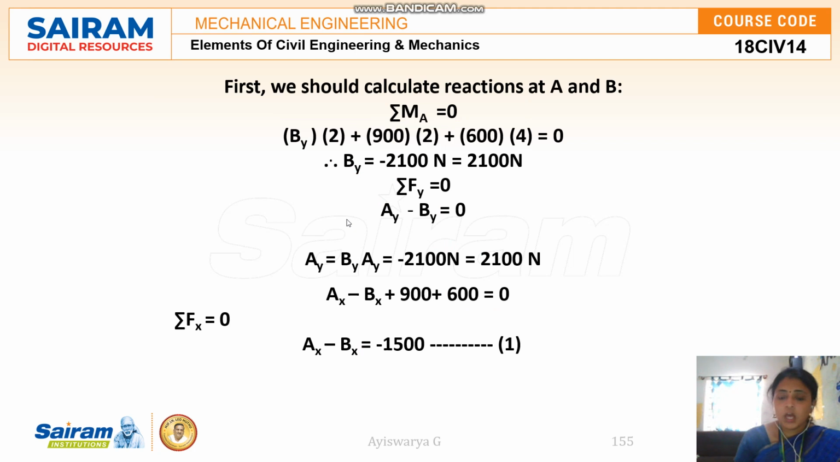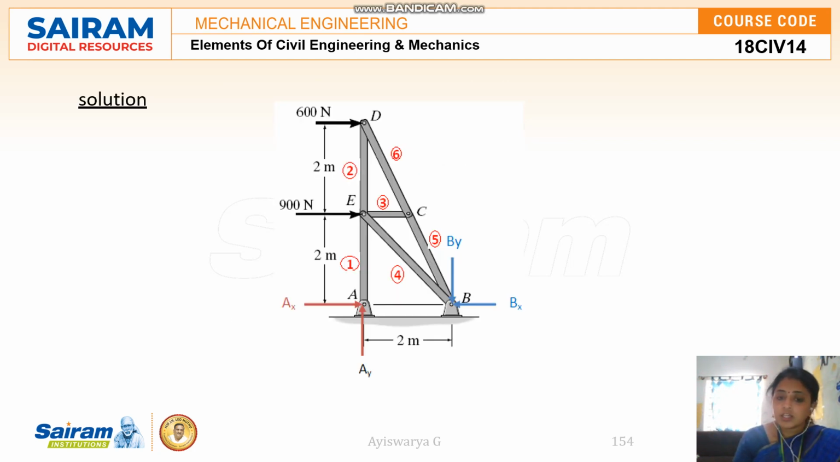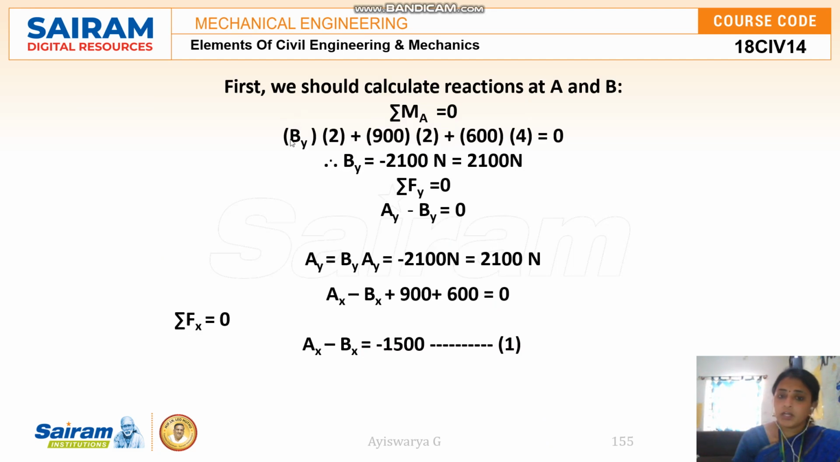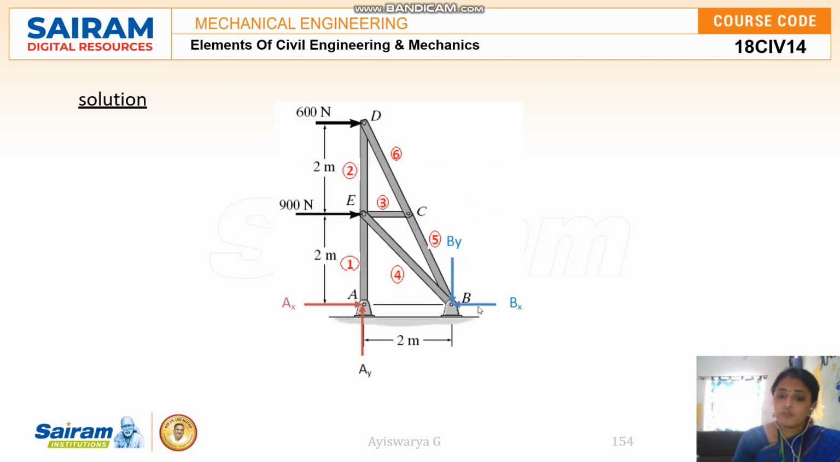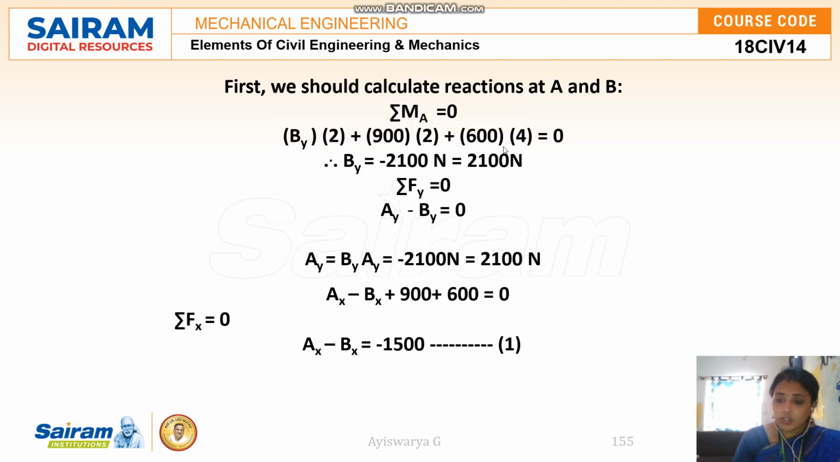Okay, so we shall see how to solve this numerical. First you should calculate the reactions at A and B. See guys, for the method of joints you will not use the moment equation, but for finding reactions you can use it. So you have to take the moment equation with respect to A, so that this we can find easily. Dy into 2, Py into 2 meter, 900 into 2 meter and 600 into 4 meter, like that. Okay, clockwise positive and anti-clockwise negative, so that you will find By, that is 2100 Newton.